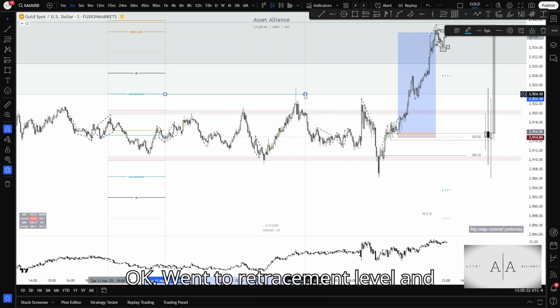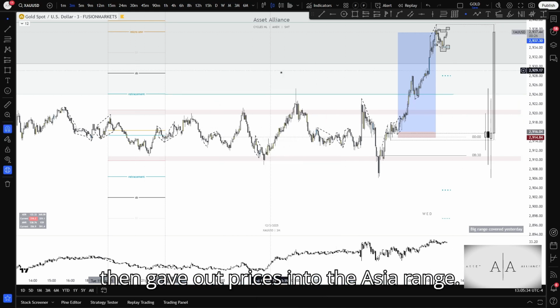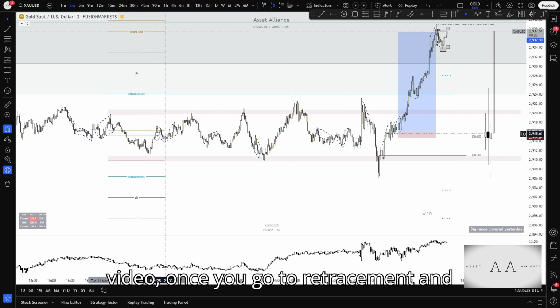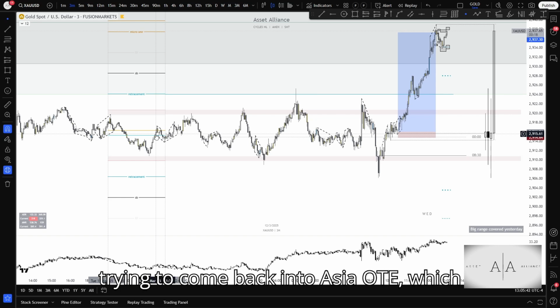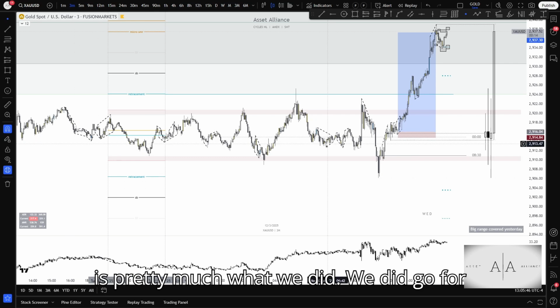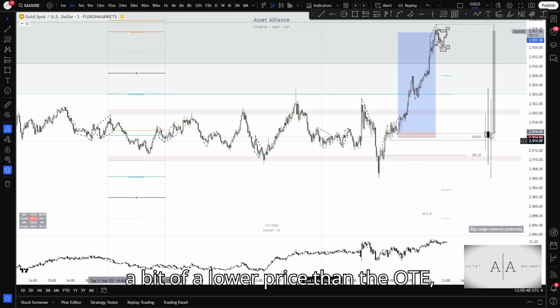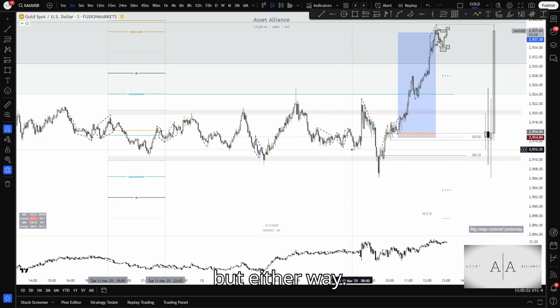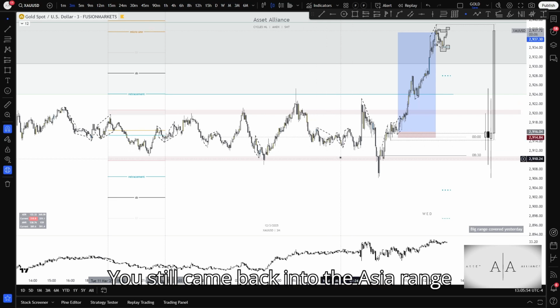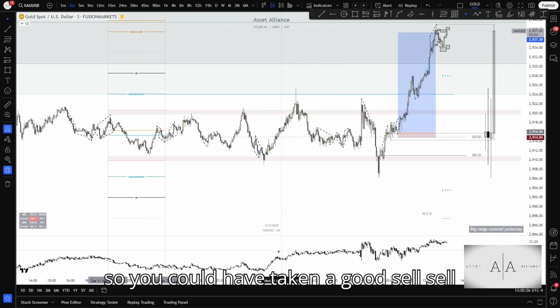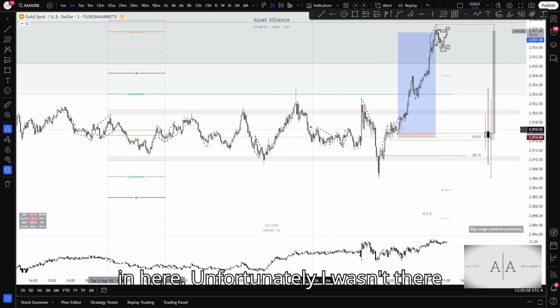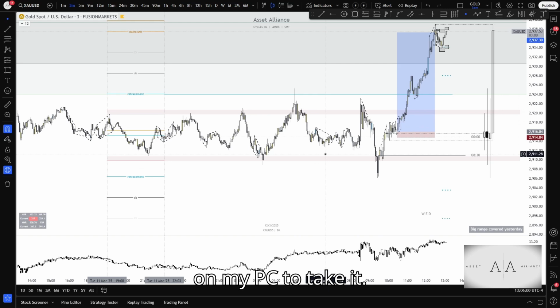Okay. Went to retracement level, and then gave out prices into the Asia range. Now, as I said in the previous video, once you go to retracement and actually retrace from that level, you're trying to come back into your Asia OTE, which is pretty much what we did. We did go for a bit of a lower price than the OTE, but either way, you still came back into the Asia range. So you could have taken a good sell in here. Unfortunately, I wasn't there on my PC to take it.